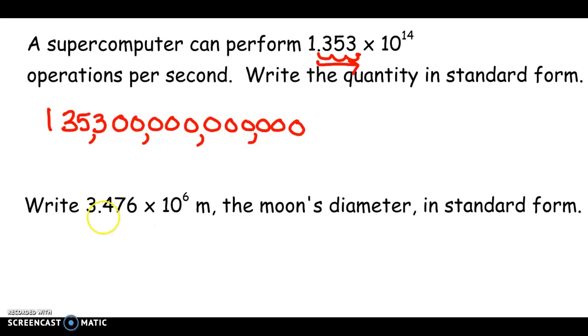So again, on this one, I'm moving the decimal point 6 times. This is the moon's diameter, so I'm going to move it over 1, 2, 3. So that's 3, 1, 2, 3, and then the rest are zeros, 4, 5, 6. And that's in meters.